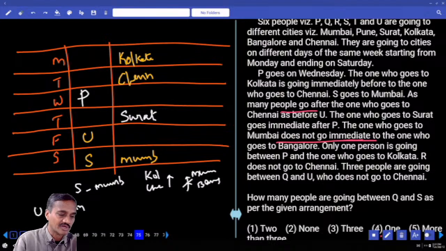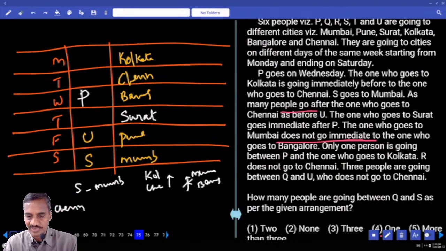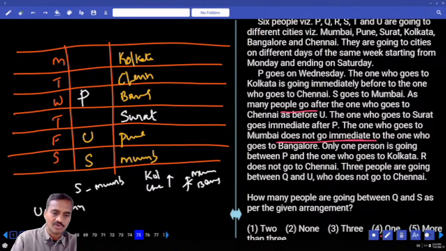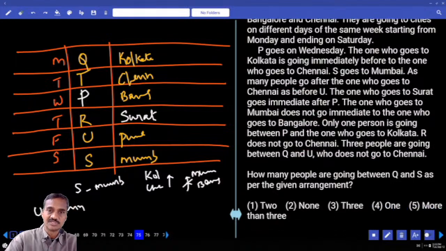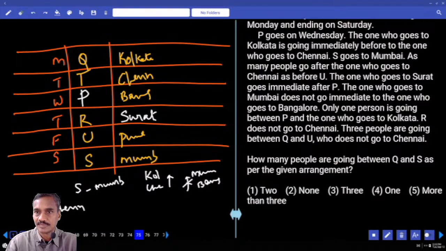Mumbai and Bangalore cannot be adjacent, hence Bangalore is here. Now Bangalore is here, what else is left over? Pune is left over. And there are 3 people between Q and U: 1, 2, 3, Q is here. U does not go to Chennai, isn't it? And R does not go to Chennai as well, so R must be here. If R is here, the person left out, T, must be here. In fact, this is much easier when compared with the first set we dealt with.